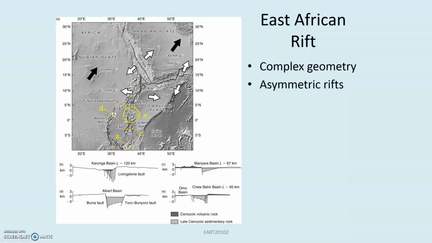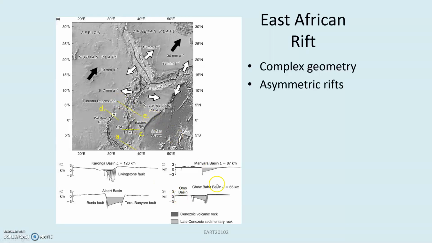Okay, you can see it's more complex than just a simple rift valley. We've got this rift in here, and then over here we've got the western rift. And if we look at some cross sections, so these are a load of cross sections. For instance, this cross section, this should be labelled B, is through here. This cross section is through here. This cross section is through here, and this cross section is through here.